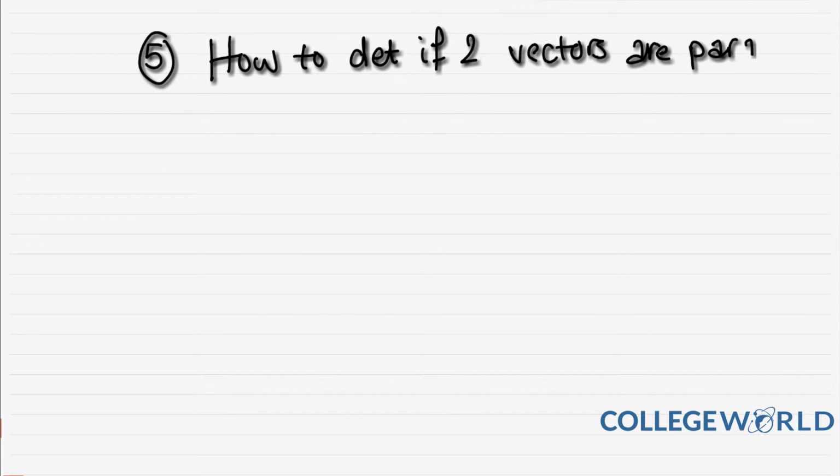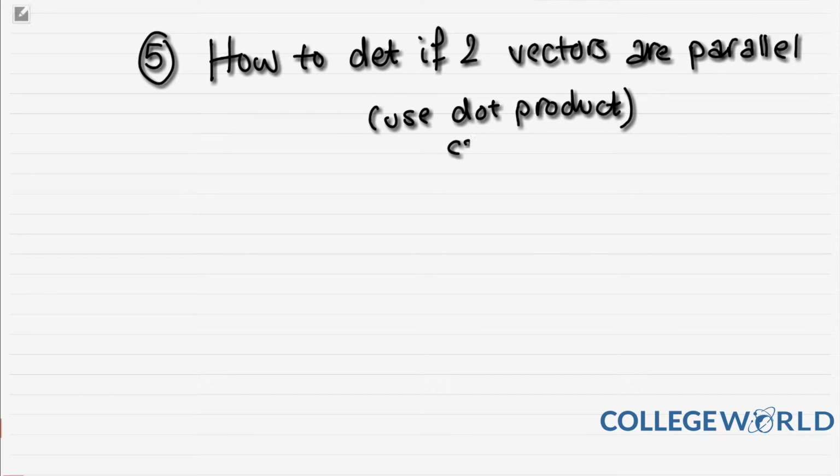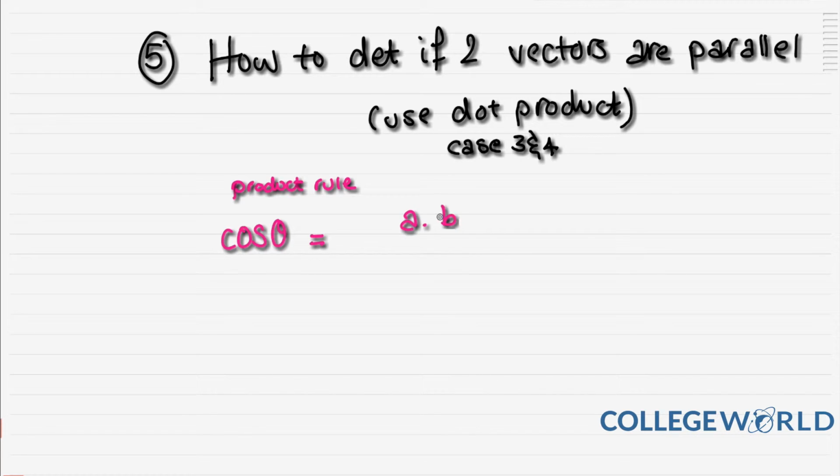The condition for this part is to use cases 3 and 4 again, so we're going to be using the dot product. Let us write case 4 again. We're talking about the product rule here, and when we made the angle the subject of the formula, we said that cosine theta equals the product of the two vectors divided by the product of their magnitudes.